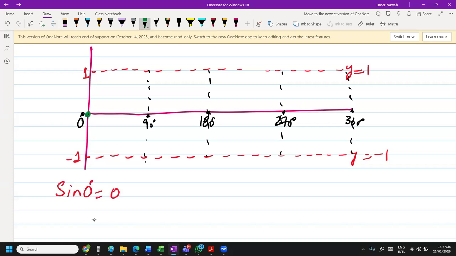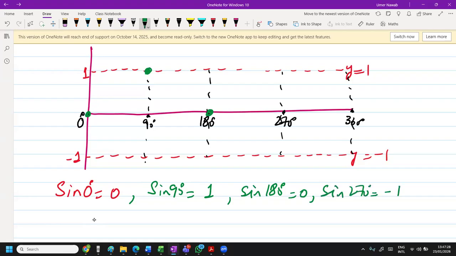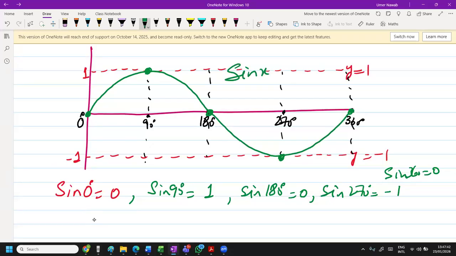So sine 0 is 0. Now what is the next, 90? Sine 90, when I put it in my calculator, gives me 1. When I write sine of 180, that will give me 0. So I put a dot here. When I write sine of 270 degrees in the calculator, it gives me -1. So I put a dot here. When I write sine of 360, the calculator gives me 0. I put a dot here. So allow me to join the points like this and make a wave. This is a sine graph.